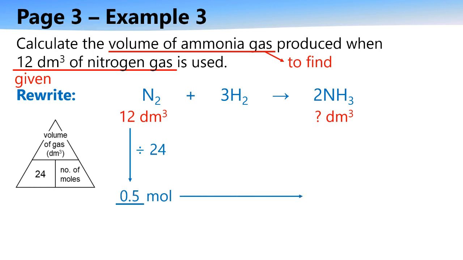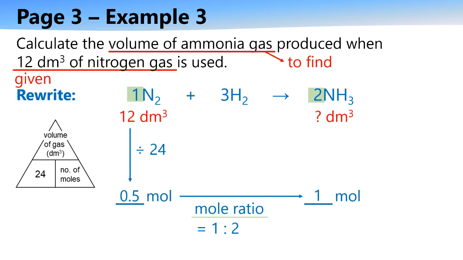So given 0.5 moles of nitrogen, how many moles of ammonia will I produce? Now we will apply the mole ratio. There is no number in front of nitrogen, but it is actually 1. So the mole ratio is 1:2. So if there is 0.5 moles of nitrogen, how many moles of ammonia would I produce given that the mole ratio is 1:2? It's simply 0.5 multiplied by 2 and I get 1 mole.